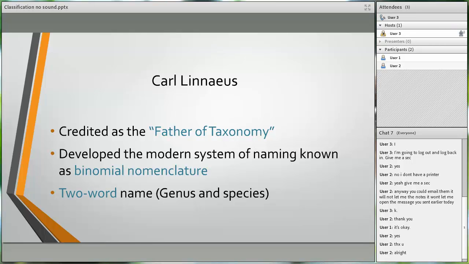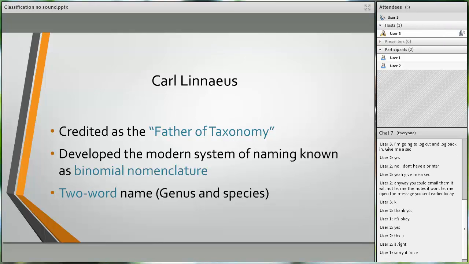This system is called binomial nomenclature. Bi means two, and then nome is name. So it kind of translates into a two-name name. And those two words are the genus and the species. And we always write them the same way, genus first and species. Genus is always capitalized. Species is always lowercase. And then when we're typing them, we italicize them. And if we're handwriting, since we can't really write in italics, we underline them.